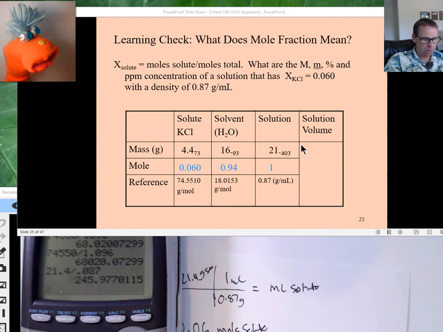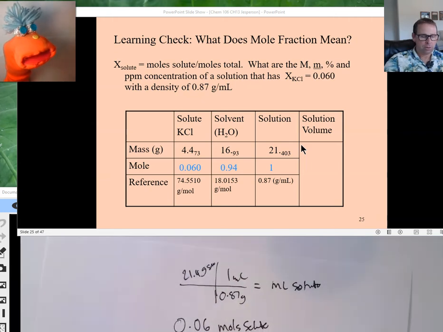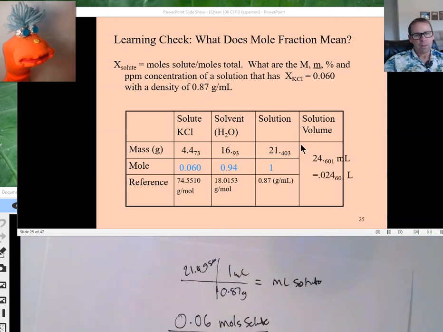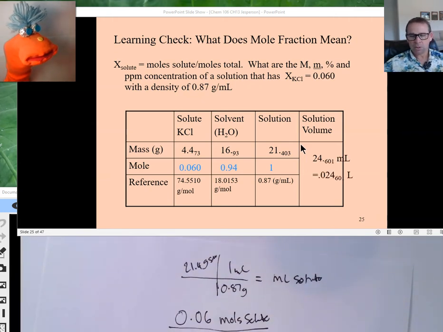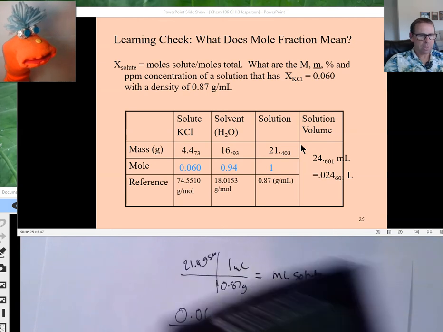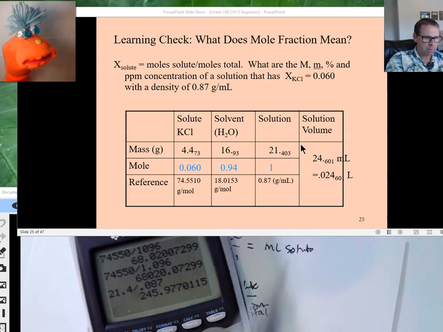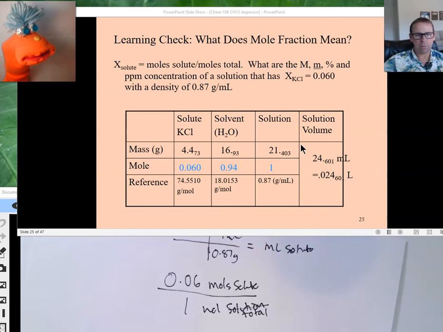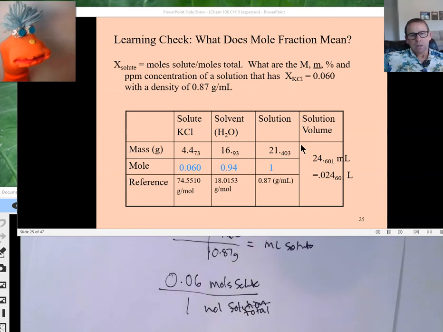Why is that so small? Only 245.9 grams. Well, did I do that right? 21. Oh, I divided it by 0.087. So that, divided by 0.87, would be 24.6.